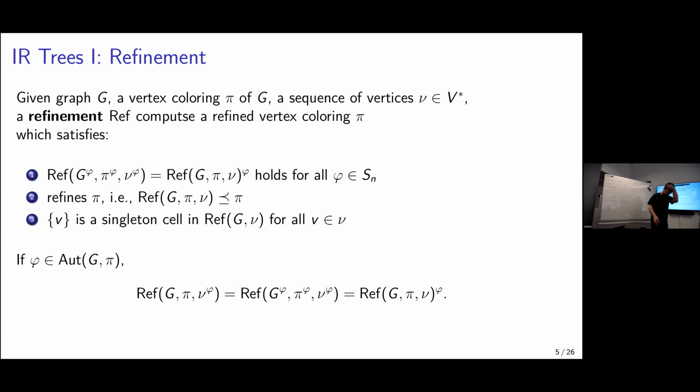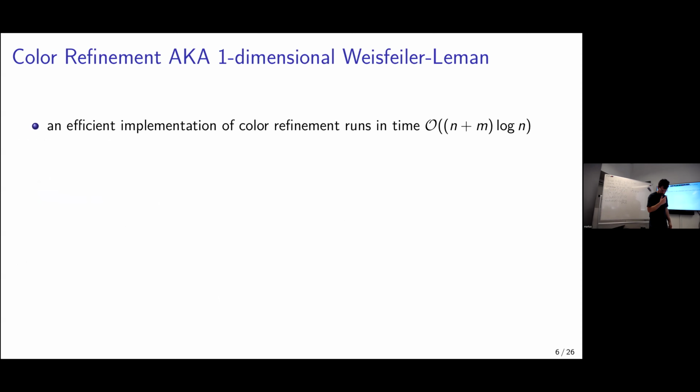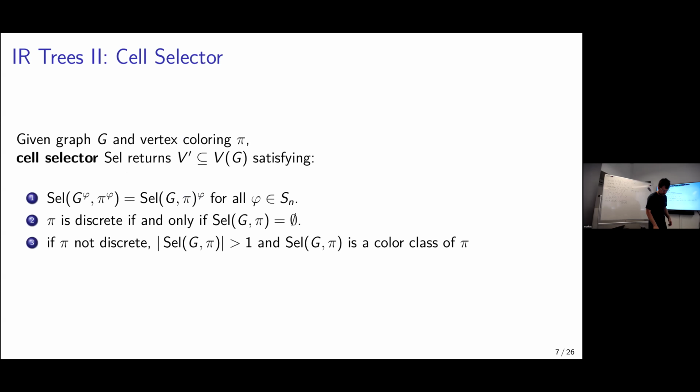Let's continue. The next step in the process, I have some notes on color refinement here, we can maybe talk about this later. The next step of the process is the cell selector. What does that mean? When we build this tree, we need to choose a color class where we are going to individualize the vertices. And this is what the cell selector does.